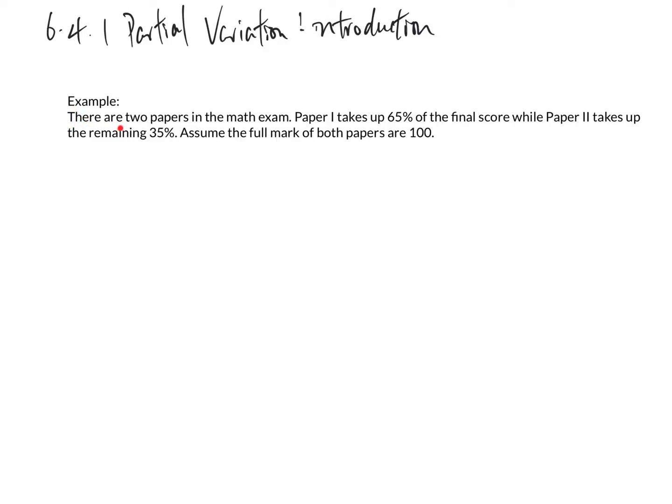There are two papers in the math exam. Paper 1 takes up 65% of the final score, while paper 2 takes up the remaining 35% of the final score. Assume the full mark of both papers is 100 marks. So if you want to calculate your final marks, then here we know there exist three components.